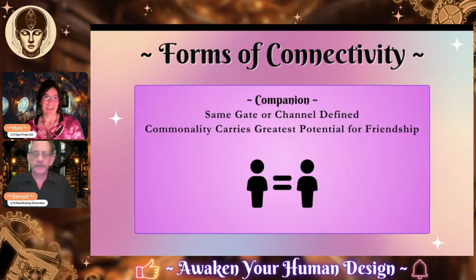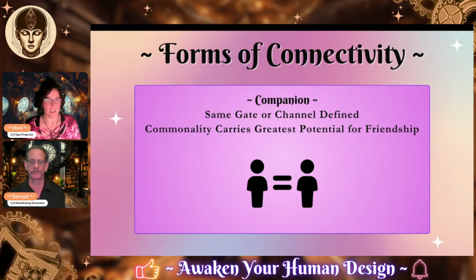Starting off with companion, this is when you have the same gate or channel defined as the other person. There's a commonality that carries the greatest potential for friendship. This is samesies. We have the same stuff and we can understand each other. Companionship is just a beautiful place, and it's also a spot where people can feel like they got a little bored with one another. Don't allow it. Samesies is what lasts for eternity, frankly.